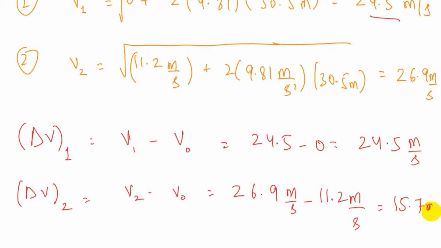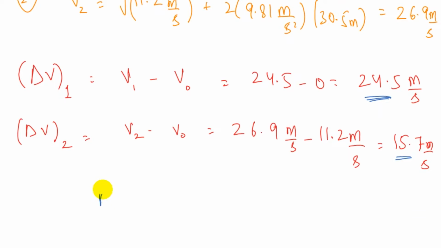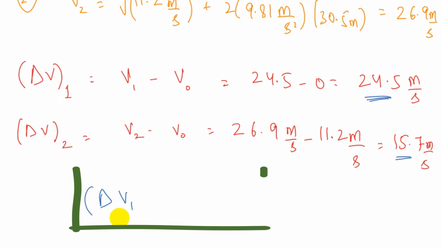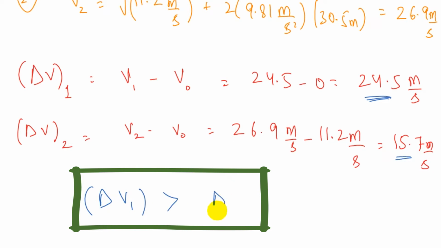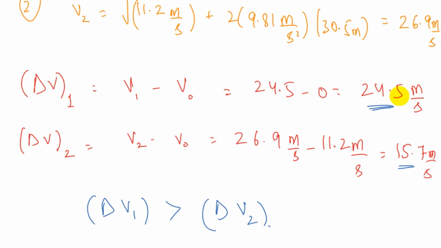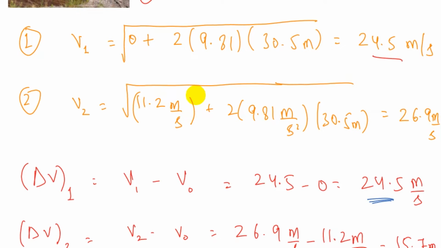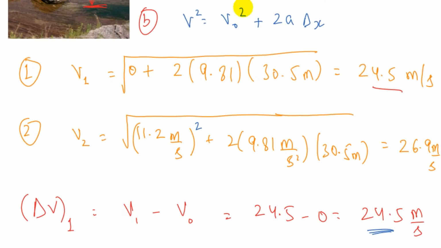15.7 meter per second. Now here it is clearly visible that the increase in speed for ball 1 is 24.5 and increase in speed for ball 2 is 15.7. Therefore we have verified that the increase in speed for ball 1 is greater than the increase in speed for ball 2. Now here I made a mistake. It should be square here because this is V0 square.